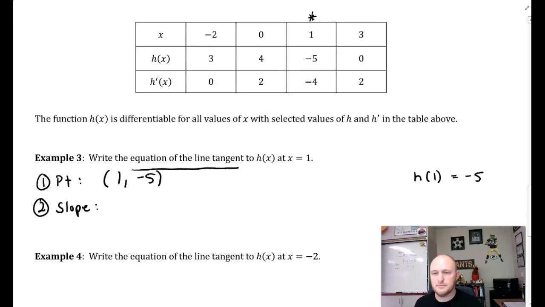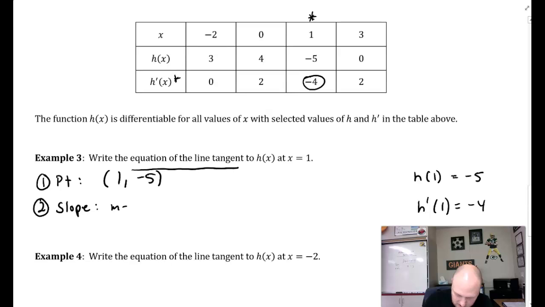Okay, so I have my point. What's my slope? Well, that's h prime at what x value? At the same x value. That's the slope at 1. So that slope is, according to the table, negative 4 right here. Here's h prime.